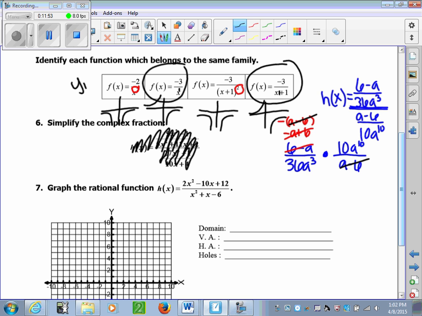So that will leave me with a negative 1 in the numerator on the left. And let's see, does anything else cancel? Now, if you don't see something immediately that cancels, that's fine. Multiply straight across and then cancel out later.